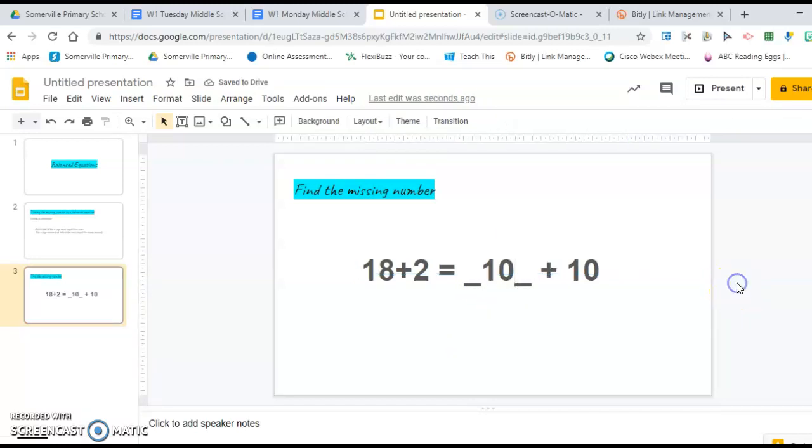Okay, so to solve our balanced equation and find the missing number, we've used our double facts and we know that 10 plus 10 equals 20 and 18 plus 2 equals 20. So both the left-hand side and the right-hand side equal the same amount. And there you have it.